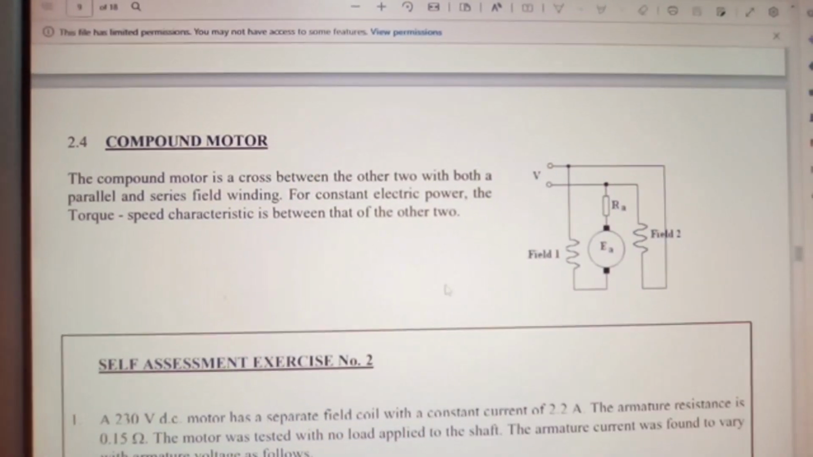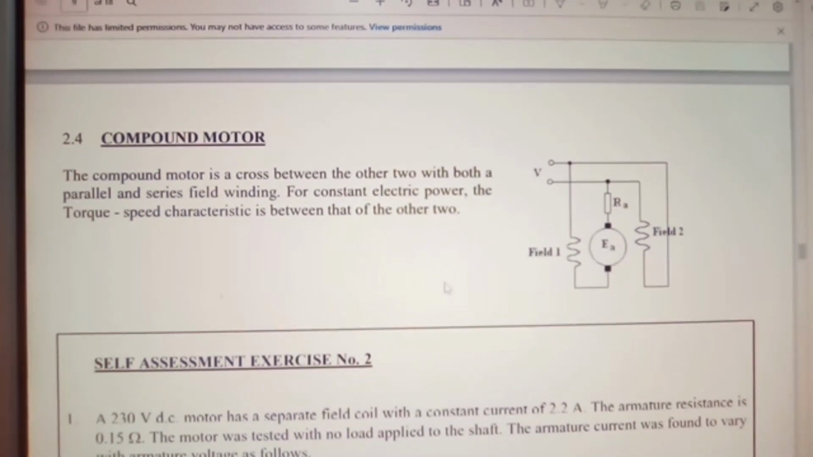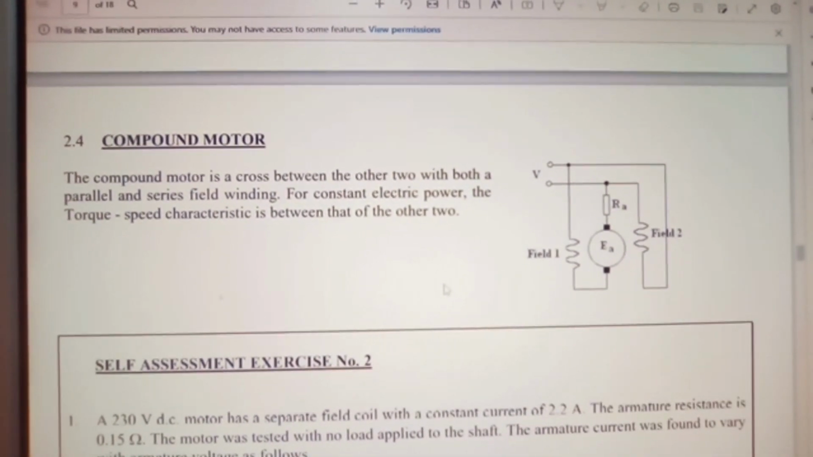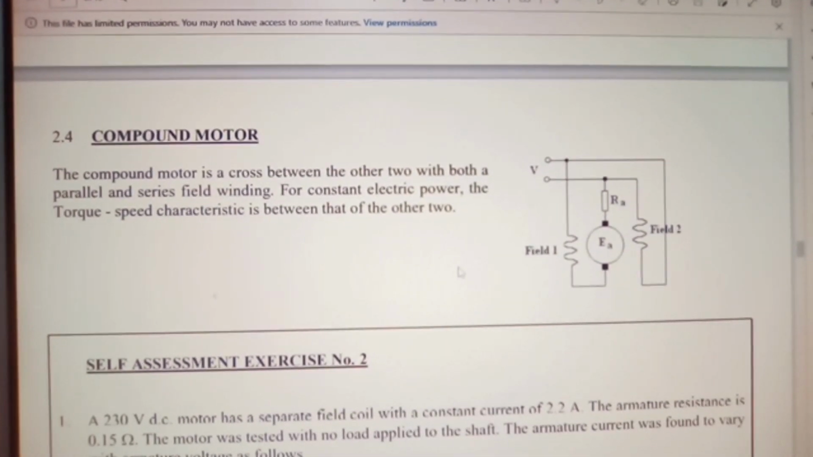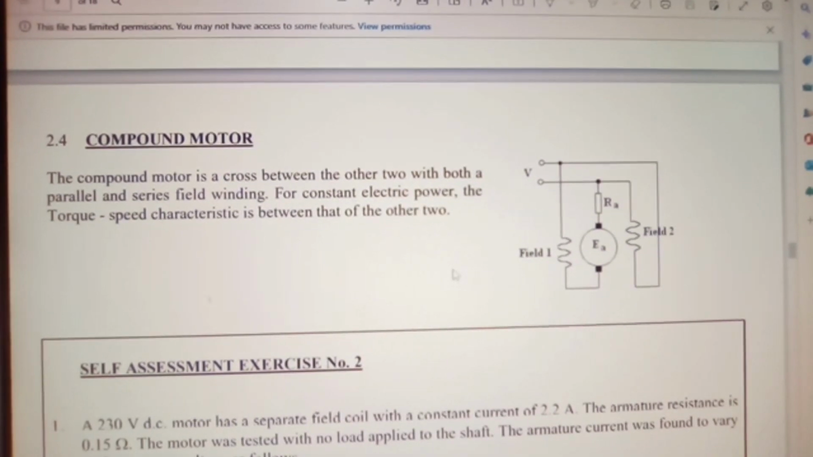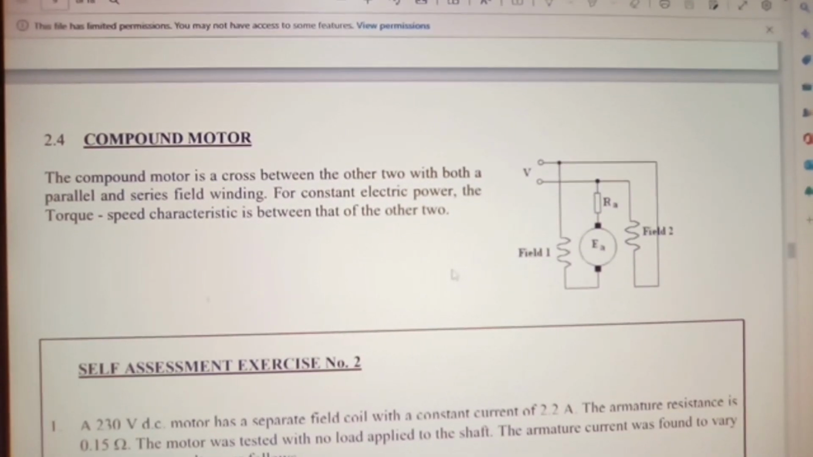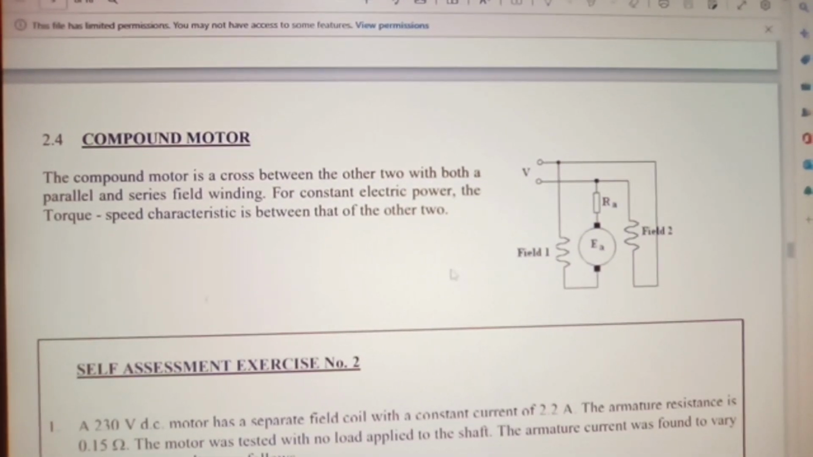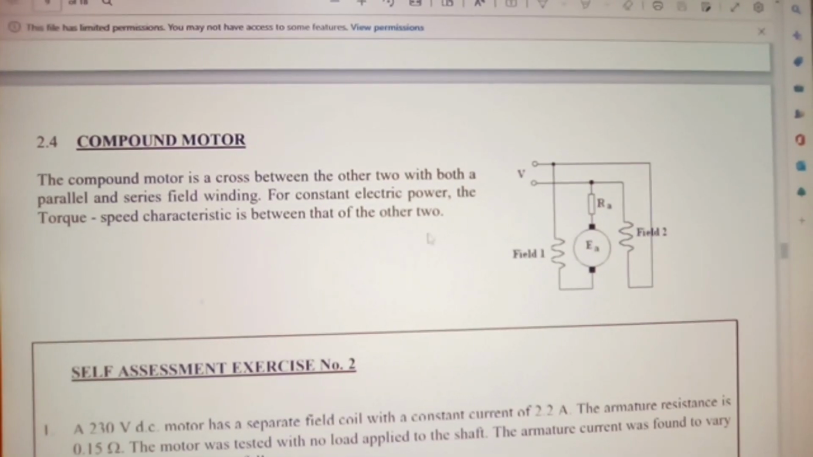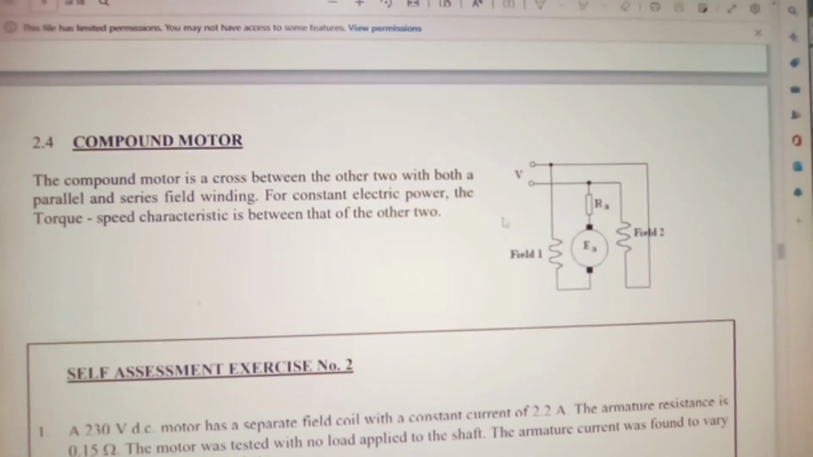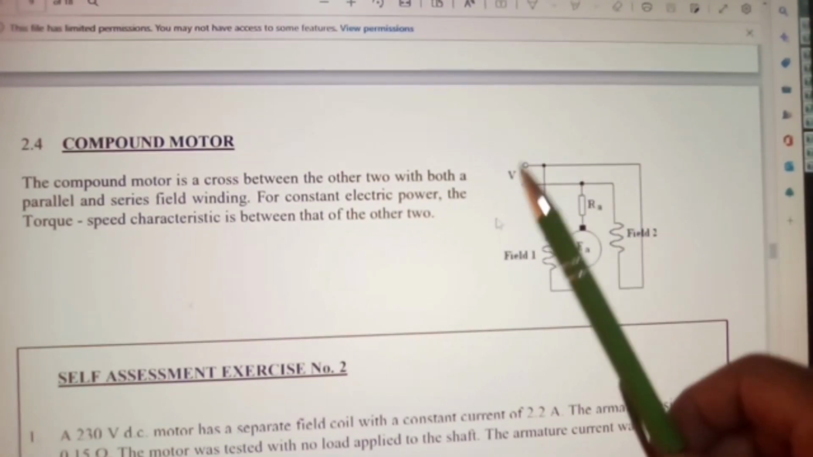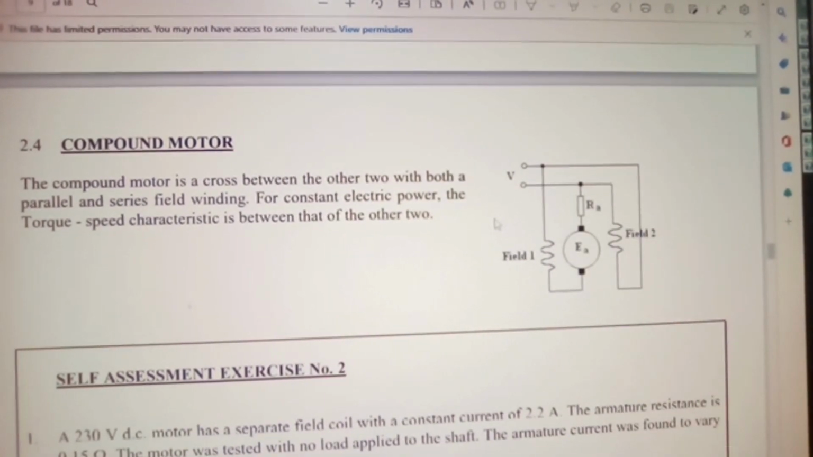Compound motors. The compound motor is a cross between the other two with both a parallel and series field winding. For constant electric power, the torque speed characteristic is between that of the other two. So again, you draw these diagrams out and you make them your own business. You draw them out. Okay.